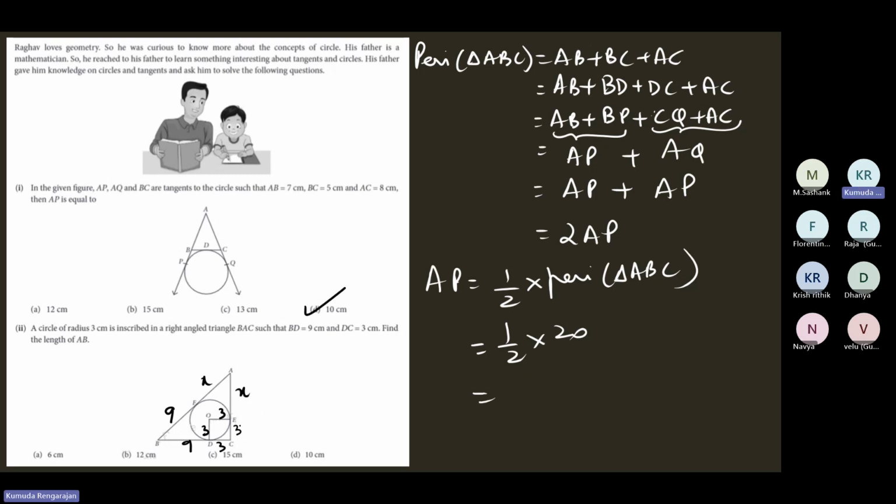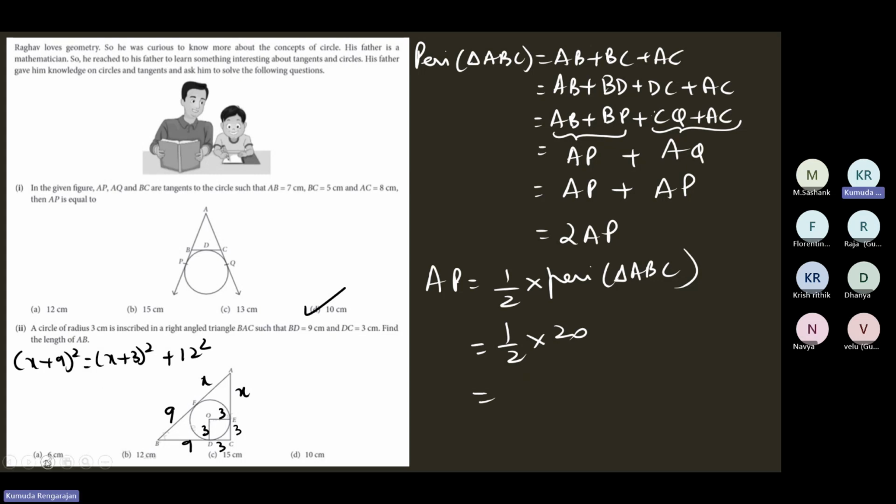Now connect using Pythagoras theorem. So X plus 9 the whole square is equal to X plus 3 the whole square plus 9 plus 3, which is 12, 12 square. When you work this, you will be able to find the value of X. And you have to find AB. So AB is X plus 9.